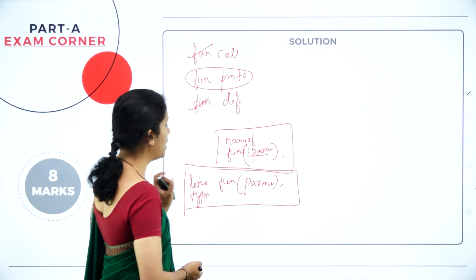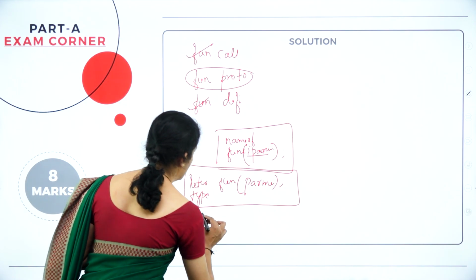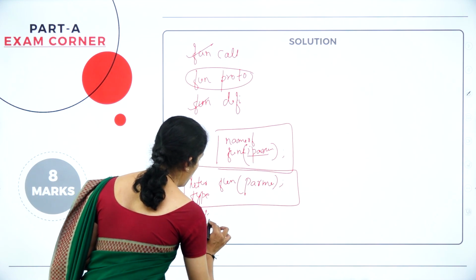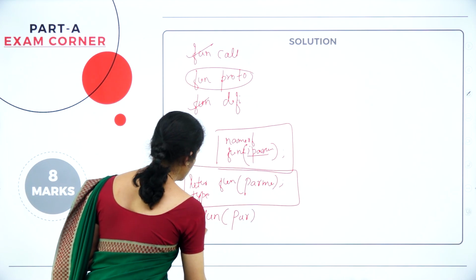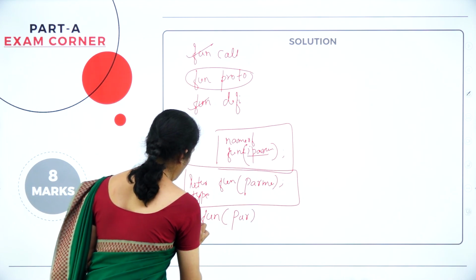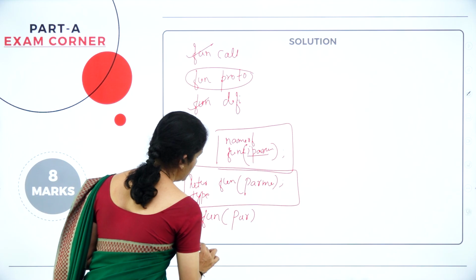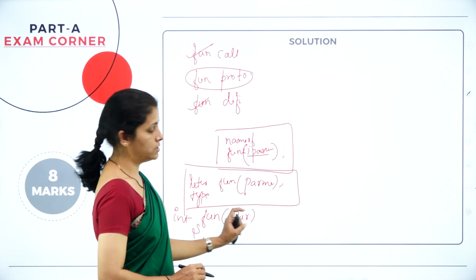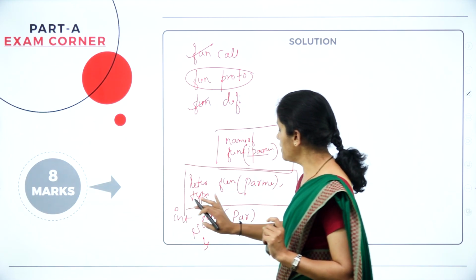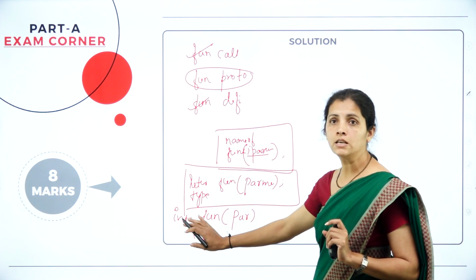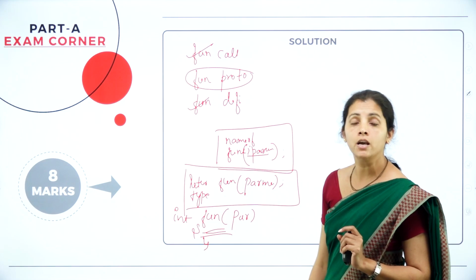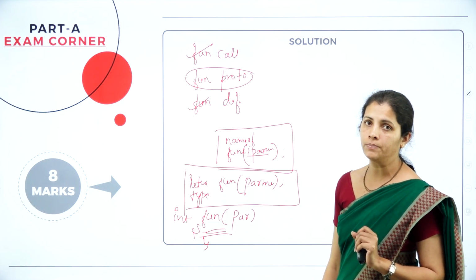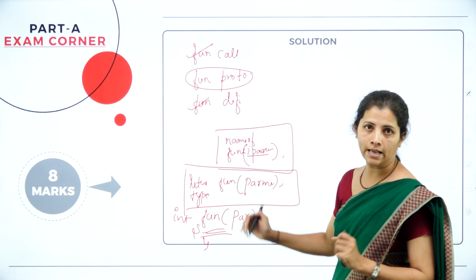And what about function definition? That is nothing but the body of the function. So, the body of the function is written in my function definition. See here, I have the return type, function name, parameters, then opening and closing parenthesis. In between, I'm going to write the body of the function. So, this is the syntax.